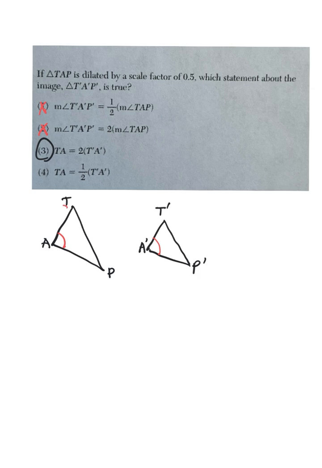And TA, if you look at that, that is bigger than T prime, A prime. It's double the size of T prime, A prime. Because the scale factor being 1/2, what that means then is this side, T prime, A prime, is half of that guy, which then in turn means this one is double that one.